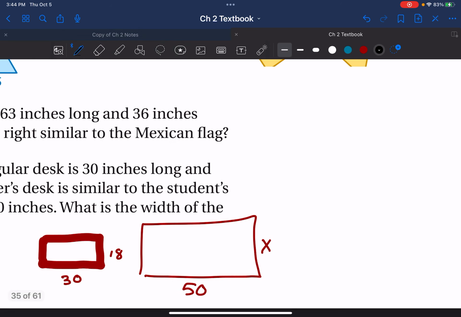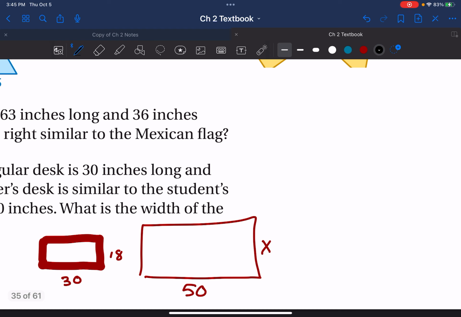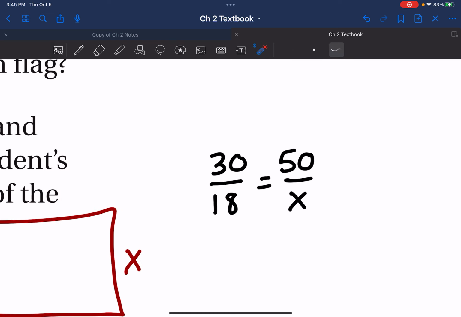I need to set up a proportion. I'm going to say long side on the student desk is to the short side of the student desk, as long side of the teacher desk is to the short side of the teacher desk. However you set it up is okay as long as 30 is across from the x and 18 is across from the 50. Now it's time to solve it.